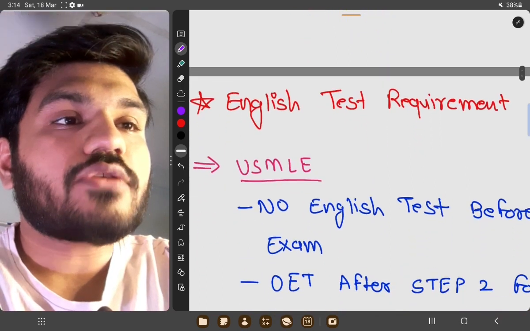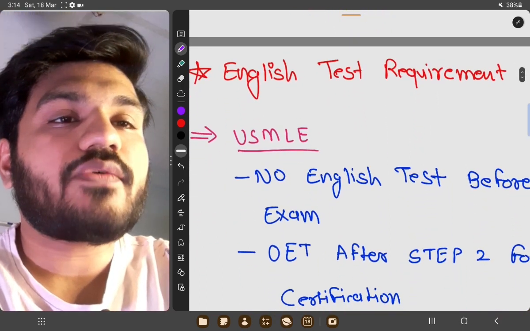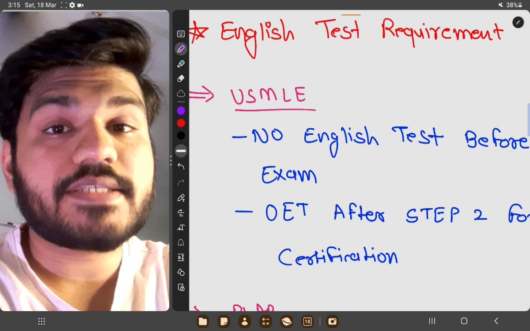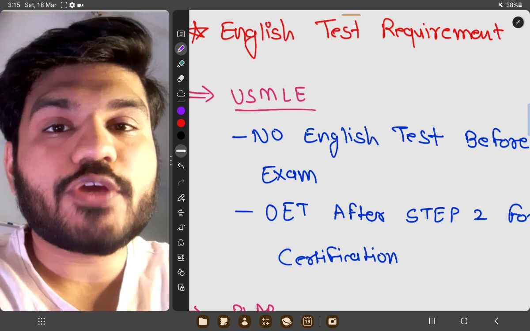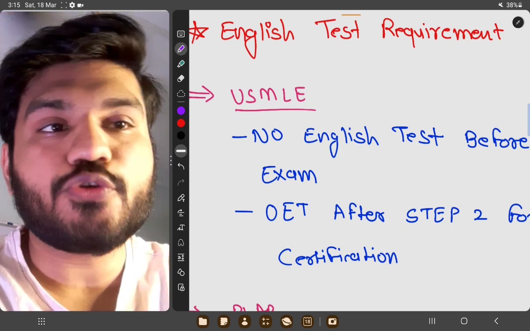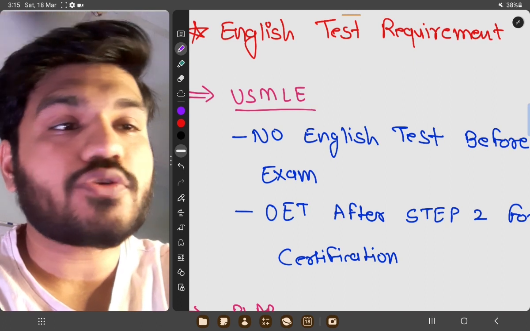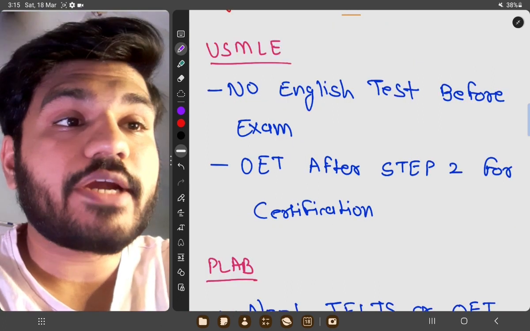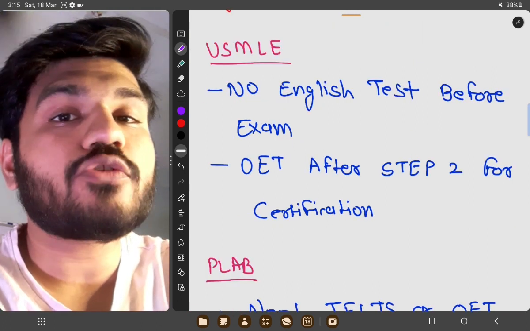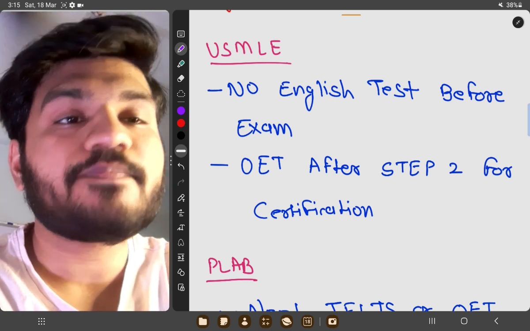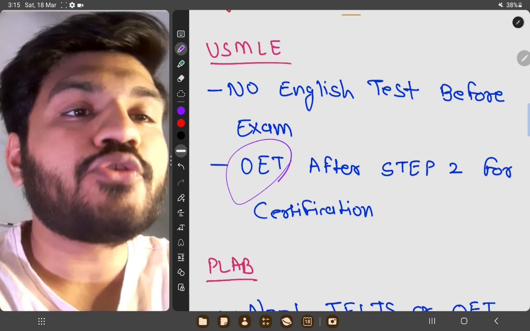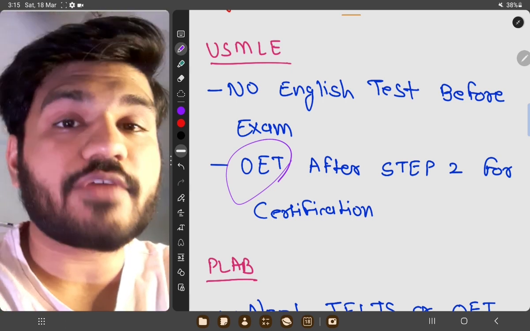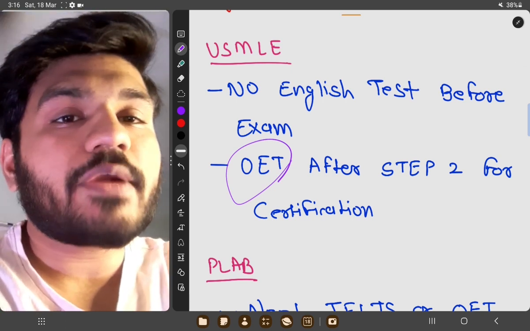So next we are going to talk about English test requirement. In USMLE there is no English test requirement. So if you want to give USMLE Step 1 or Step 2, you don't have to give an English test to do that. But there is an OET requirement after Step 2 if you want to do certification in ECFMG. So there is an OET requirement after you do Step 1 and Step 2 for certification only. There is no requirement for the exam.